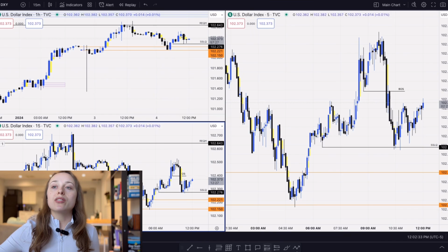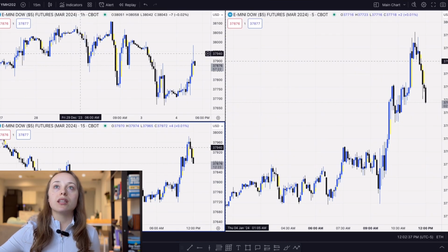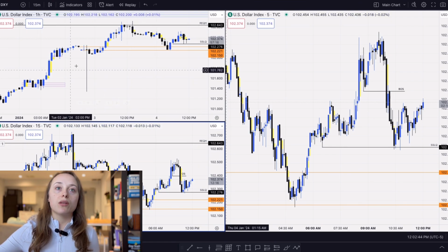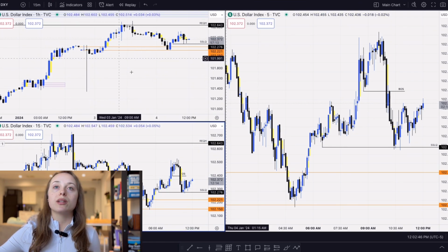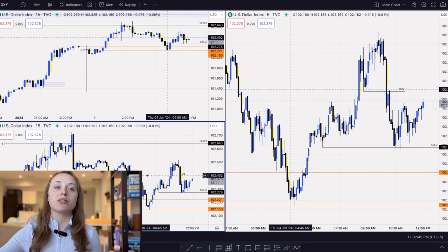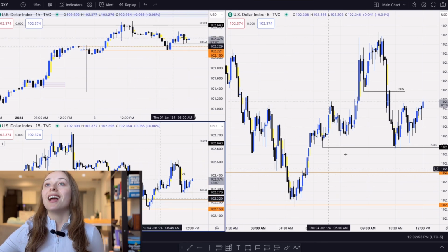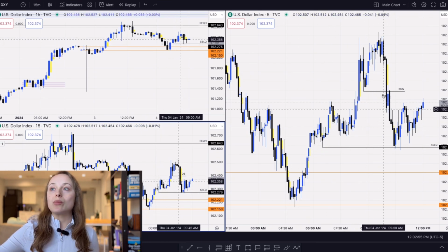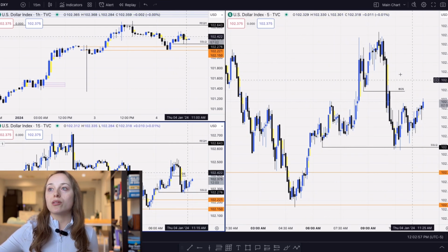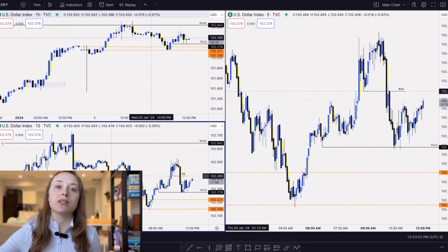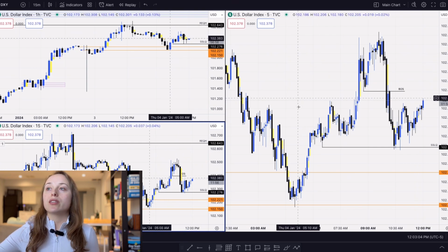Perfect. So this is what my charts look like for the DXY, the NASDAQ, and of course the Dow. Again, I'll have the 1 hour in the top left corner, the 15-minute in the bottom left corner. And then I like to watch the 5-minute as well, just for confluence. I don't usually go down to the 1 minute. This usually just stays at the 5 or 15-minute, but since we have the 15-minute here, we can usually just keep this at the 5-minute.